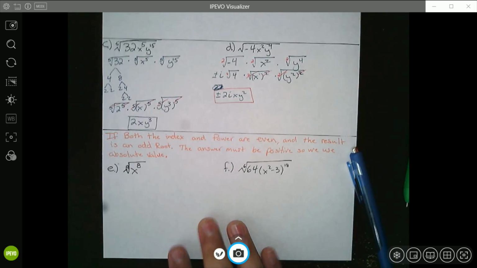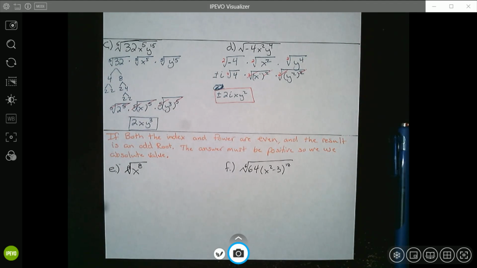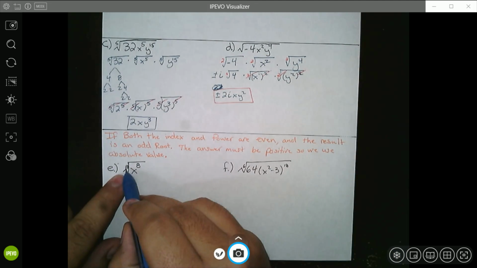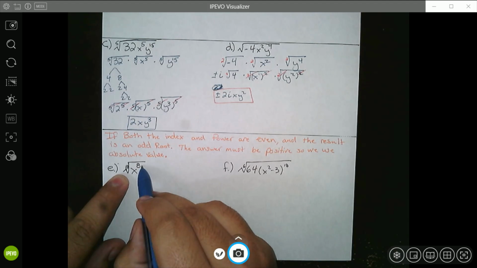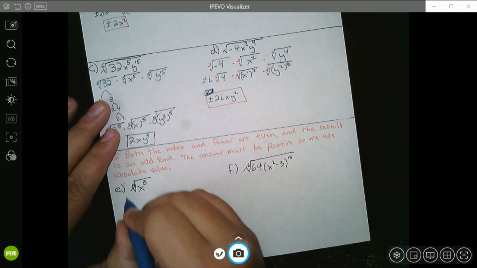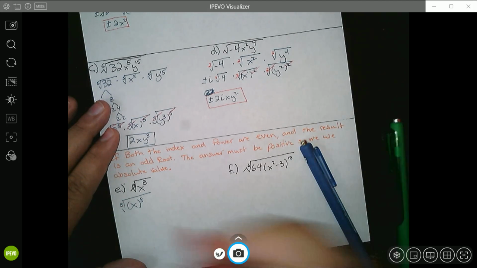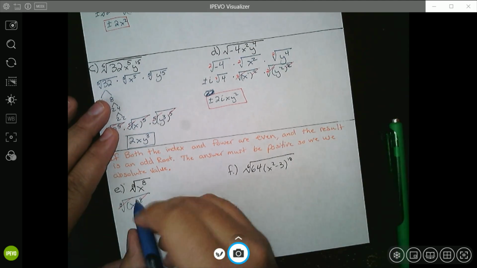So now we're going to look at a little something. We're going to look at the same thing, but it's a scenario you always have to think about whenever you're working these problems out. So if both the index and the power are even numbers, and the answer you get is an odd root, the answer must be positive, so we use absolute values. So what that's essentially saying, if the index and the power are even, and when we take this, we know that 8 divided by 8 gives us 1, so this would essentially be x to the 8th power, 8th root. These two things would cancel, and they leave us with x.